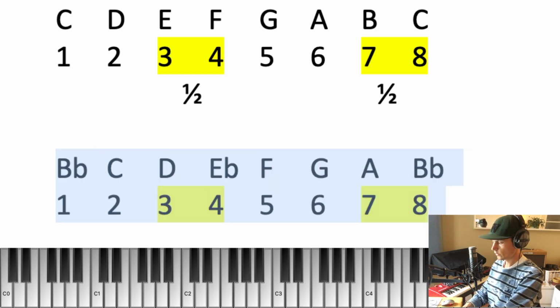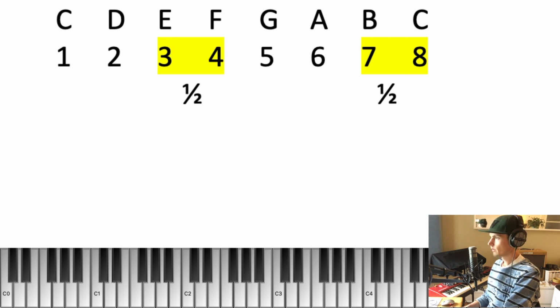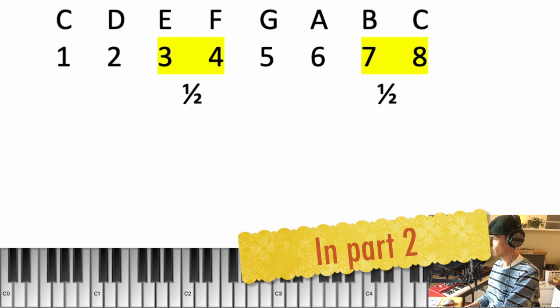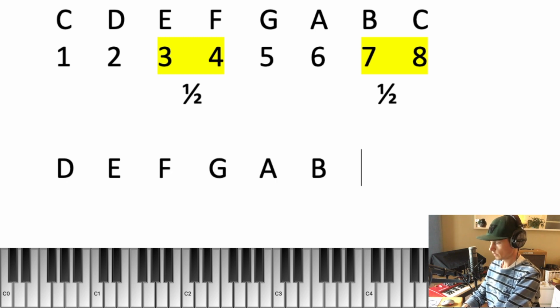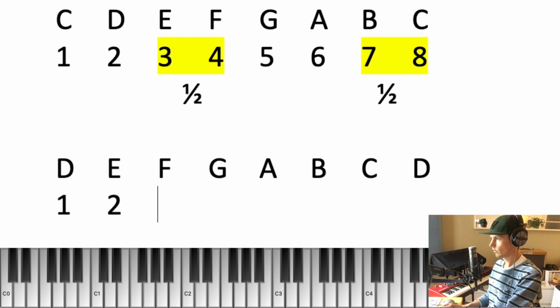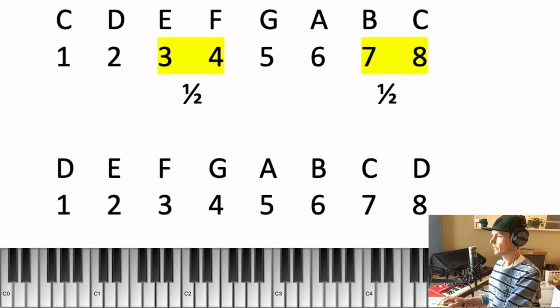All right, let's do some more scales. So now, we did G before, so we're going to do the key of D. So alphabet from D, again, D, E, F, G, A, B, C, and D. Good. Numbers, 1, 2, 3, 4, 5, 6, 7, and 8. Where's our half steps? Between 3 and 4, 7 and 8. And that's just something you need to remember. Remember your half steps, and everything else is a whole step.